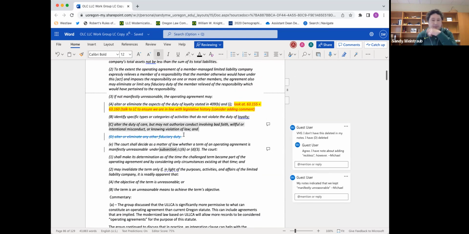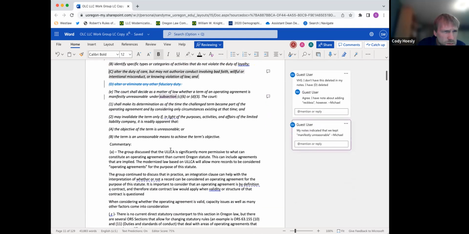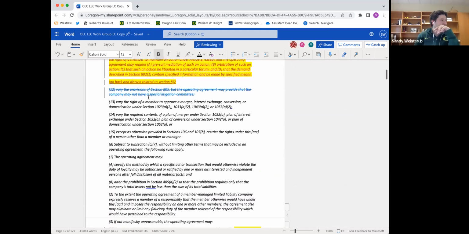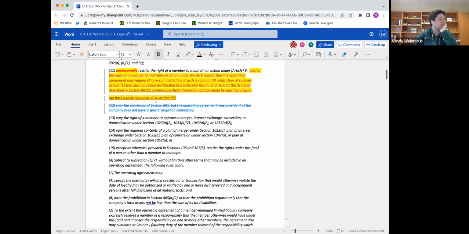Okay, I'm in 105. The first thing we can talk about is 105C12. Now we're in the commentary. Yep, now I see that. 105C12 right here, which is crossed out. We had agreed to cut that. I just want to make sure everyone sees that.